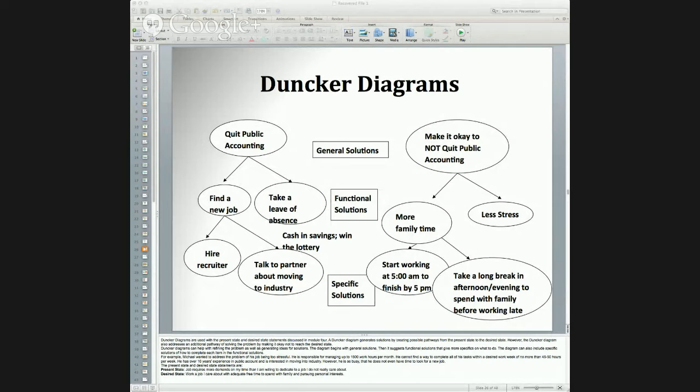So we have a present state and desired state, right? Present state: job requires more demands on my time than I am willing to dedicate to a job I do not really care about. Desired state: work a job I care about with adequate free time to spend with family and pursuing some interests.